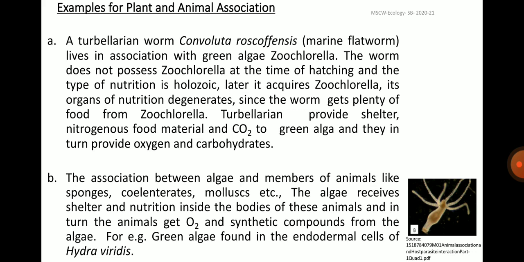Next example is the association between algae and members of animals like sponges, coelenterates, mollusks, etc. The algae receives shelter and nutrition inside the bodies of these animals, and in turn the animals get oxygen and synthetic compounds from the algae. For example, the green algae which are found in the endodermal cells of Hydra viridis.